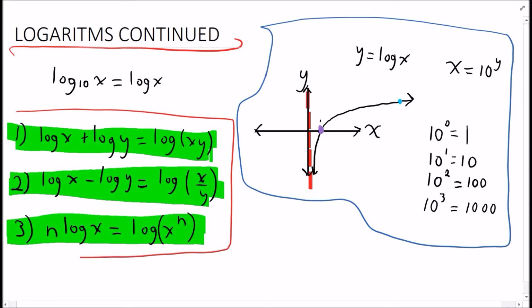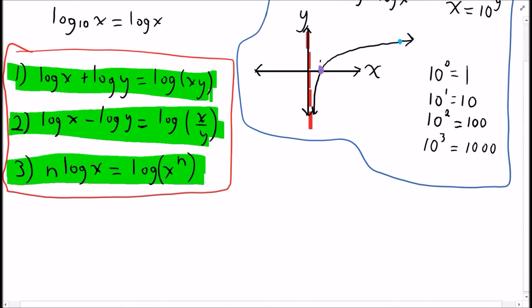So it might be worthwhile for you to write those rules down. It's a good idea to memorize them, although you will find them on a formula sheet. It doesn't hurt to memorize, though, as you're practicing this stuff. Let's do some examples using these formulas.